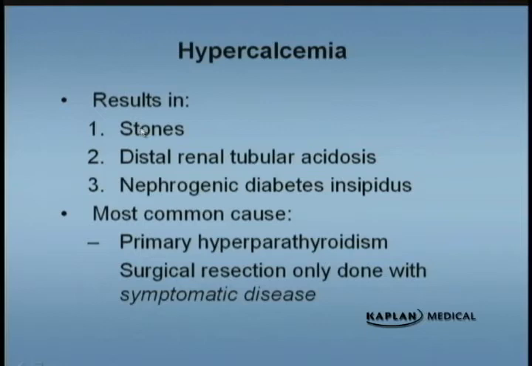Hypercalcemia causes stones. Hypercalcemia causes tubular acidification defects. Hypercalcemia blocks the effect of ADH on the kidney tubule. Hypercalcemia causes stones, causes a distal RTA, blocks the effect of ADH on the kidney tubule. By far, the single most common cause of hypercalcemia in the United States is increased parathyroid hormone.